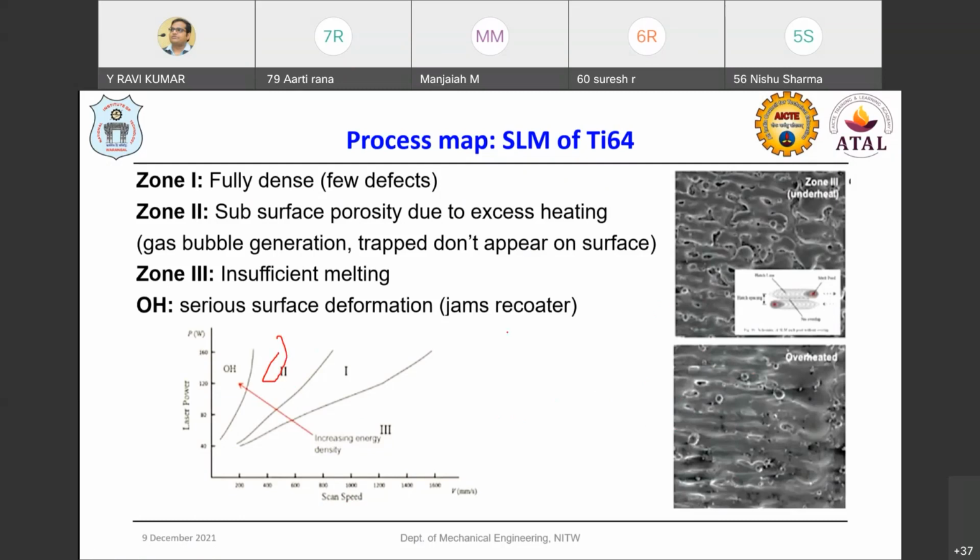Even if you have insufficient melting, where the energy is less, the laser power is less, and you are melting at high scan speed, you will have these defects because the energy is not going to melt the layers. Insufficient melting is taking place, so these defects will be there. Even if you are overheating, because you have more energy, the entrapment of gas bubbles gives these defects. That is why we need a fully dense part, which means we need to optimize the process laser power as well as scan speed, and determine how much energy density is required for the particular material.